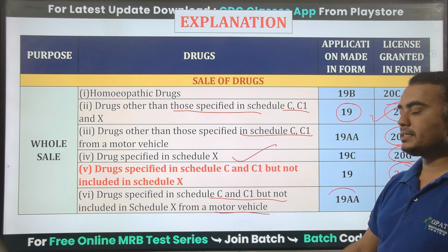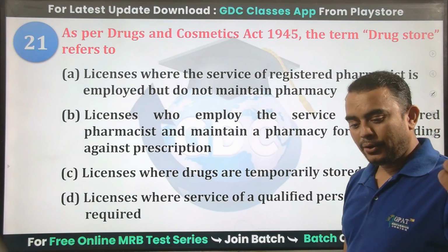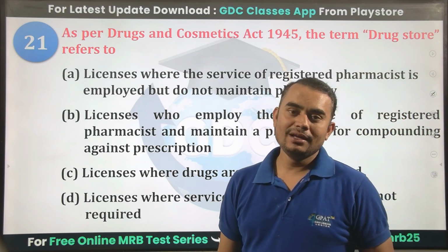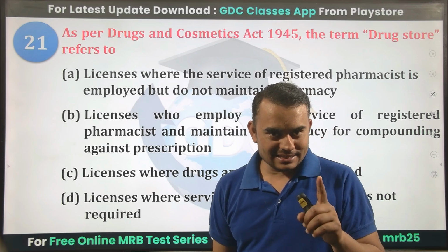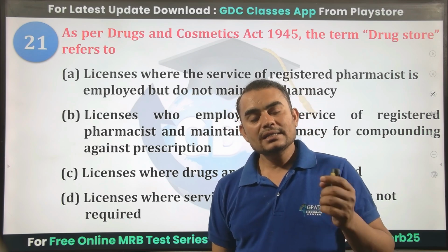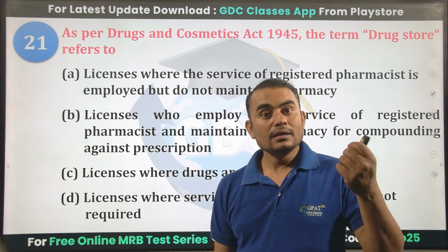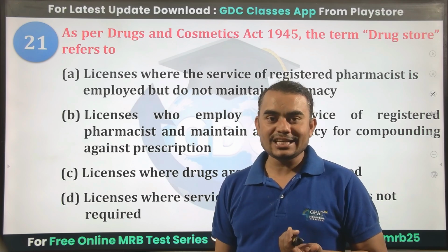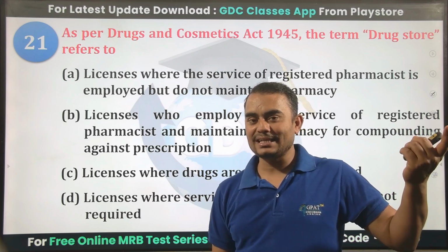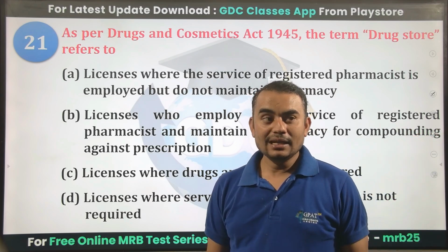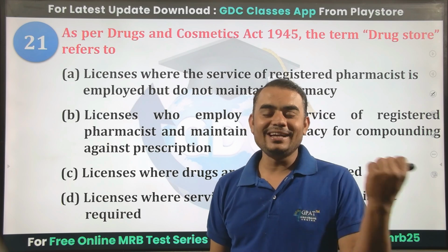Drugs specified in Schedule X: 20G. Remember this word? Now you just remove this B and you will get the license for retail sale. Other than C, C1, X: 20B. C, C1 excluding X: 21B. Schedule X: 20G. Those come in wholesale. For retail sale, other than C, C1, X that will be 20. C, C1 excluding X: 21. For Schedule X: 20F.